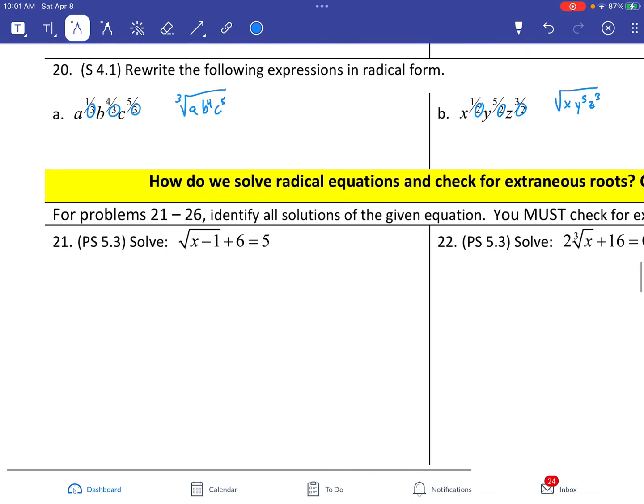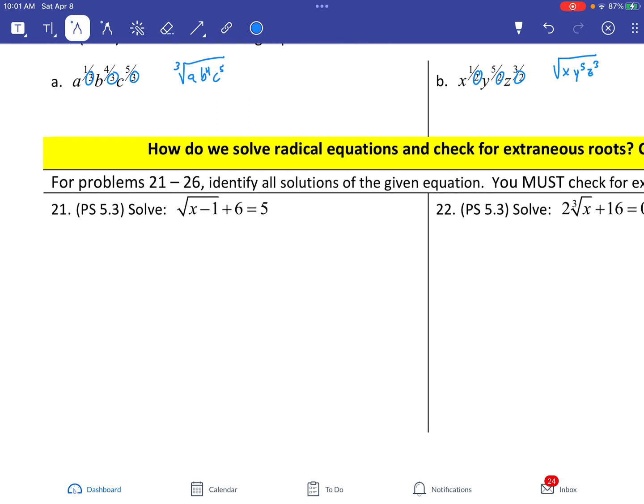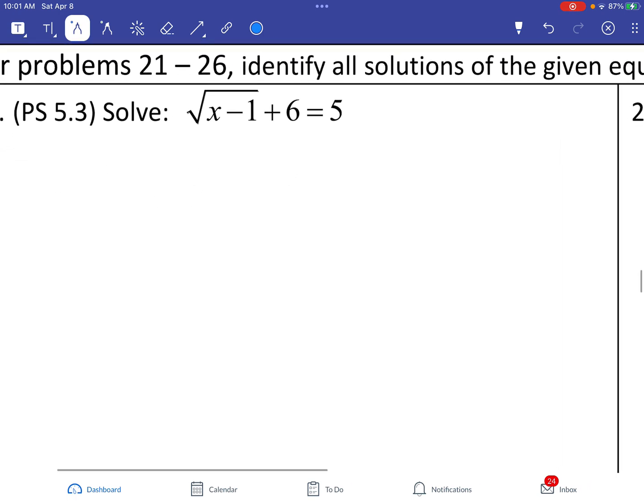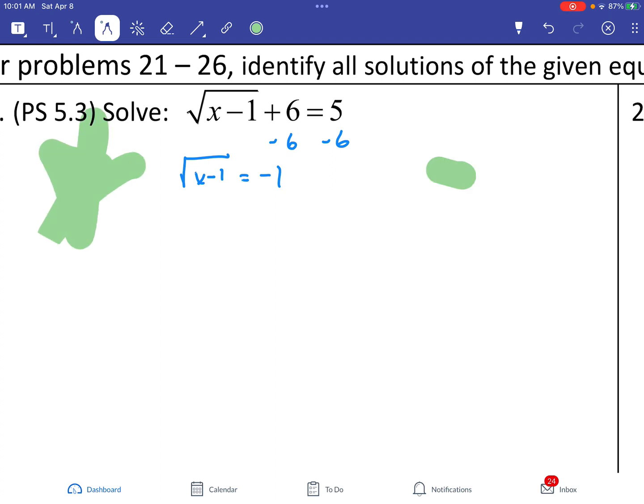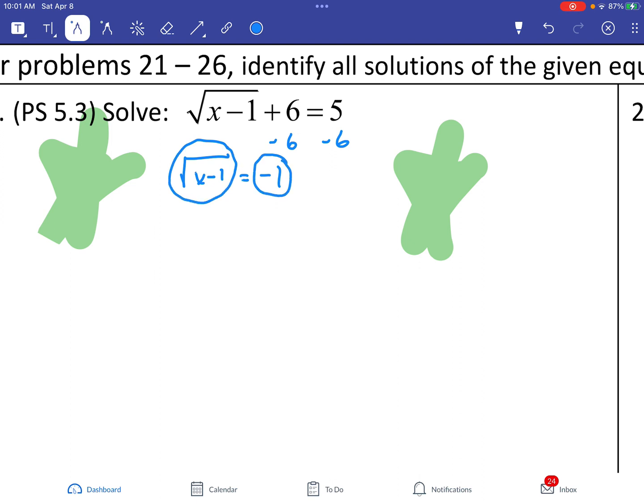Okay, for the next bunch of questions, we're going to be solving radical equations. Okay, first step, to solve this, I have to subtract 6. The square root of x minus 1 equals negative 1. Now this is a very important question. I'm going to highlight it with stars. This is the one instance where you should check your answer, because if you were to solve this, the answer wouldn't work because a radical sign, or radical, cannot equal a negative number. Okay? These will not equal.